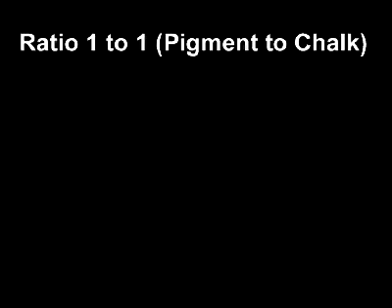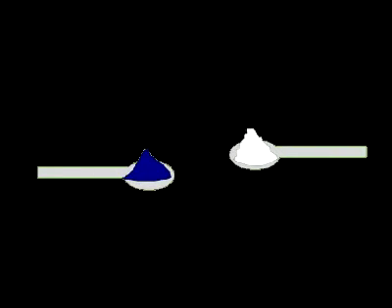Ratio 1:1 pigment to chalk. We started by mixing equal proportions of pigment to chalk. 1 teaspoon of each.